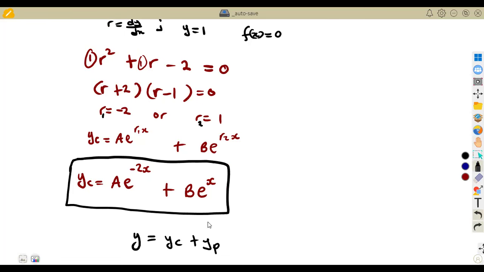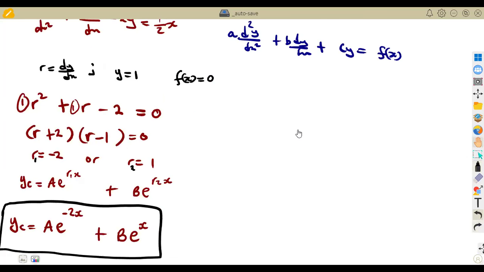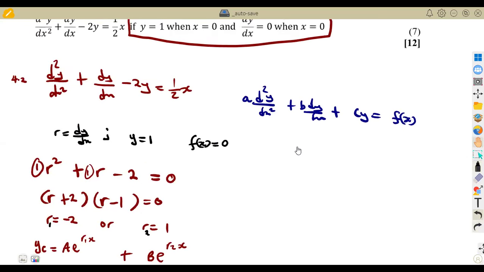So where do we go now? We are supposed to find our particular integral, YP. So YP is taken, as I always said, from what you are given here. This whole derivative that we have is equal to a half x. We are not given this in our formula sheet to say how you separate these ones after that. That is the problem. But this is what you do.